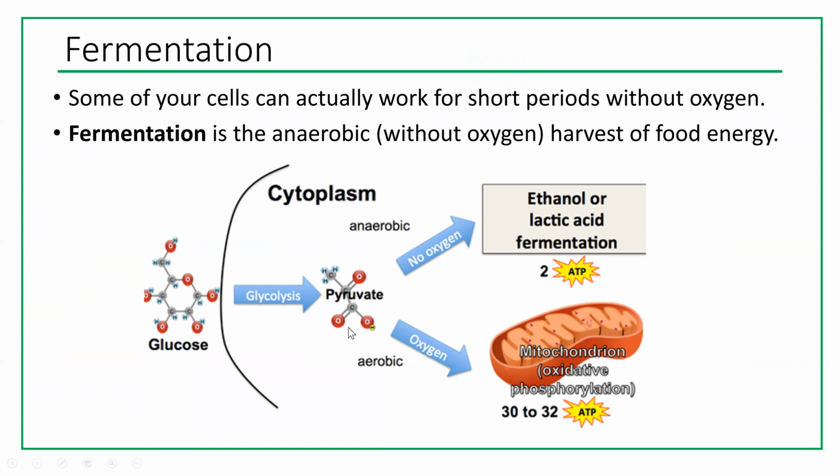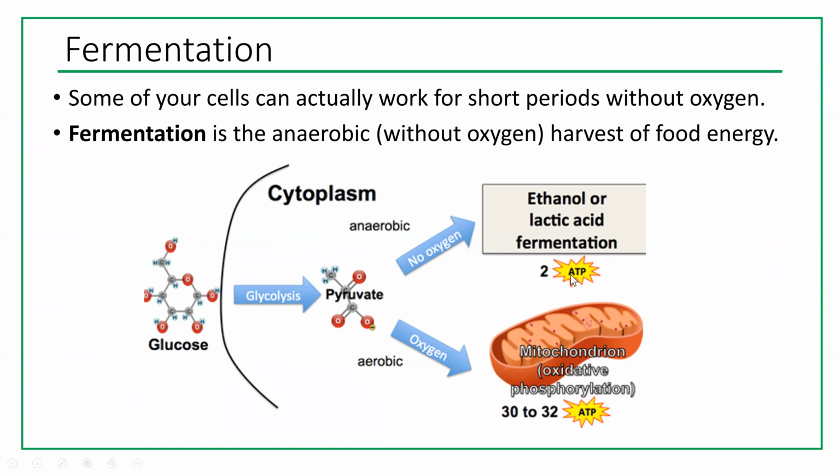But if this cell does not have enough oxygen, then this pyruvate will be converted into either ethanol or lactic acid. In your muscles, it will be converted into lactic acid. Some fungi, like yeast, convert this into ethanol, that is alcohol, without oxygen, and this is called fermentation. So after glucose is split into pyruvate, there are 2 ways to go. Without oxygen, fermentation; with oxygen, cellular respiration.